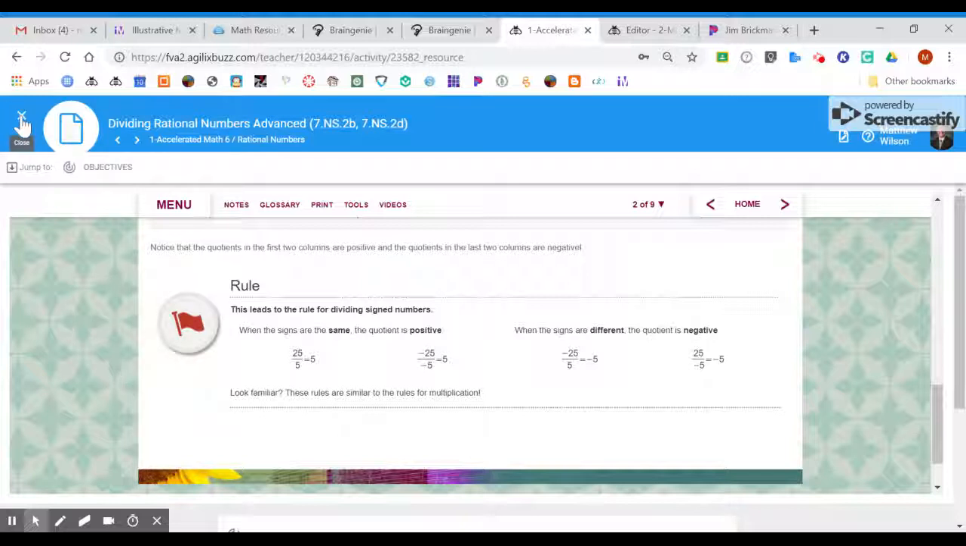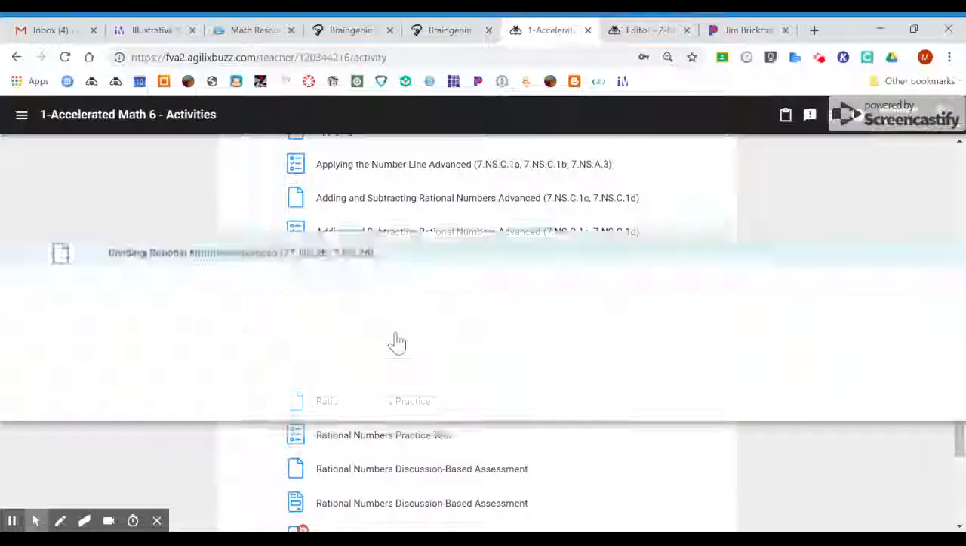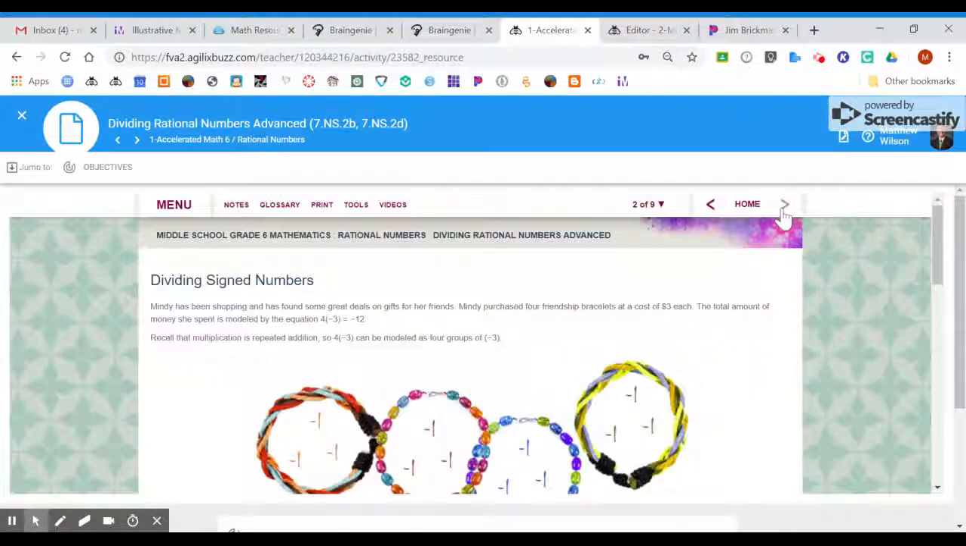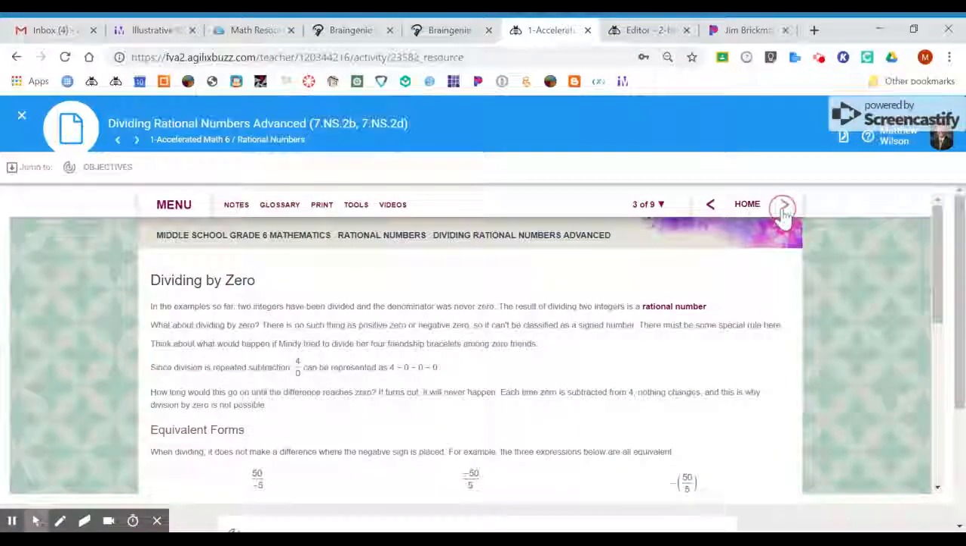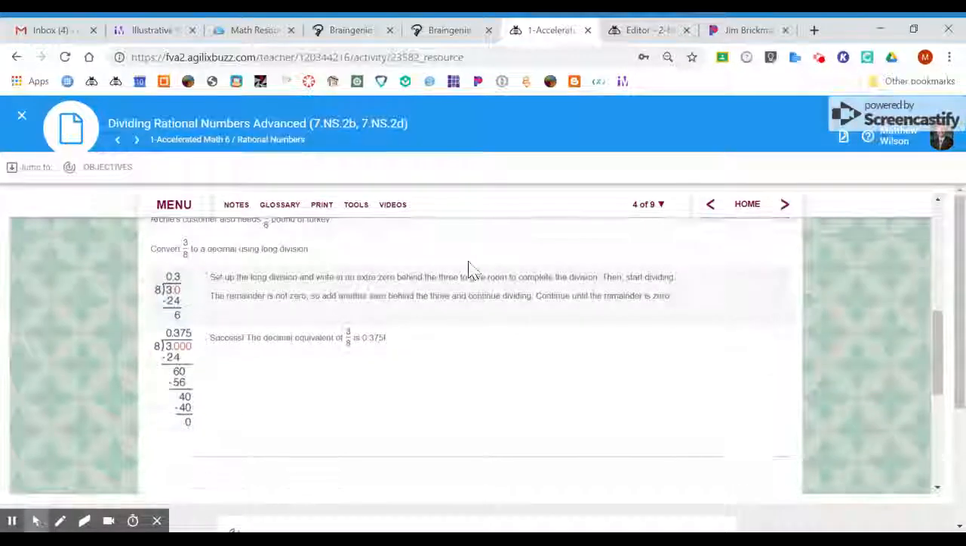Also, I want you to be able to discuss why you cannot divide by 0. And I want you to be able to convert a fraction to a decimal. So here are your fractions to decimals, so 3/8, how you would do that division. And that's something that you would have discussed in Module 1 when you're dealing with decimals and fractions.